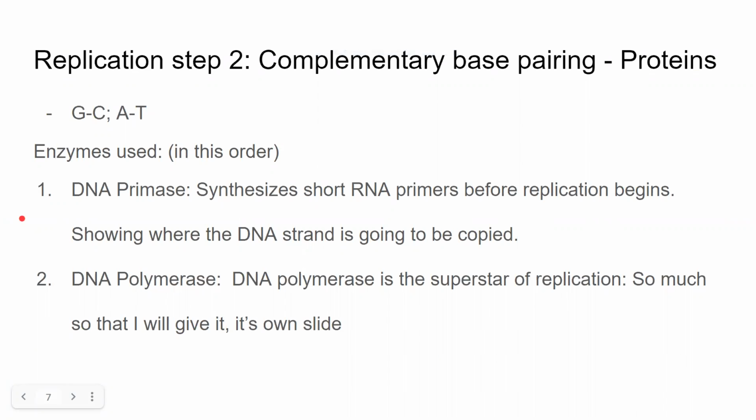All right, proteins used during this step. We're talking about step 2 of replication, which is complementary base pairing. The proteins used during this step are both enzymes: DNA primase and DNA polymerase. DNA primase synthesizes short RNA primers before replication begins. These little primers put onto our unwound double helix basically say, copy this area, lay down bases here.